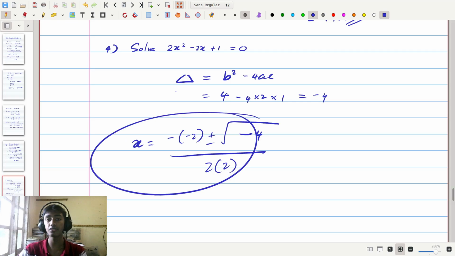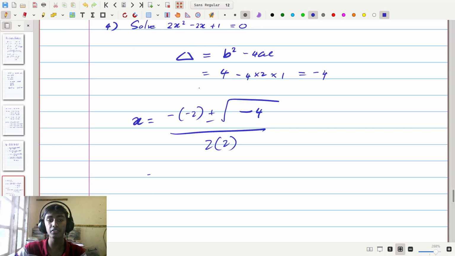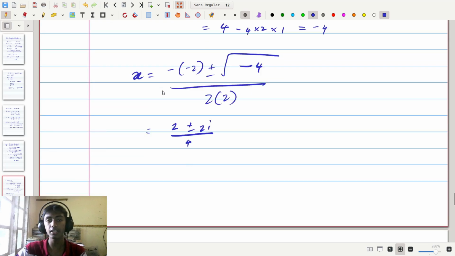Now if we simplify this down, we can see the minus 2 cancels to give us a plus 2, and then the plus or minus square root of negative 4 is going to give us plus or minus 2i, divided by 2 times 2, which is 4, so divide by 4. Now we can see, if we simplify this down, from the 2 and the divide by 4, we just get a 1/2, and from the 2i divided by 4, we get plus or minus 1/2 i. Or we could say plus or minus i over 2.